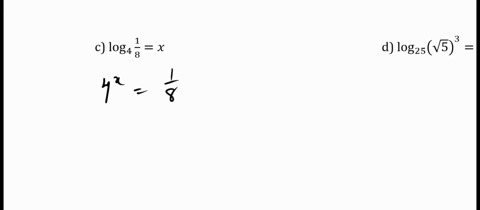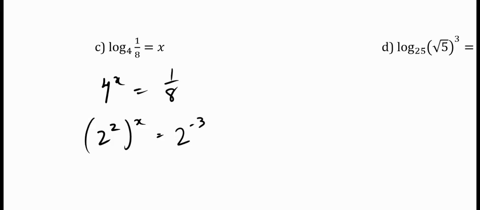So again, I'm going to rewrite both of these in terms of 2. So I'm going to write 4 in terms of 2, which is 2 squared, all to the x. That's going to end up being 2 to the 2x. And how do I write 1/8? Well, I think about just the 8. And I know the 8 is 2 cubed. But if I want the 8 in the denominator, then I have to write it as 2 to the -3, because that's going to flip it.